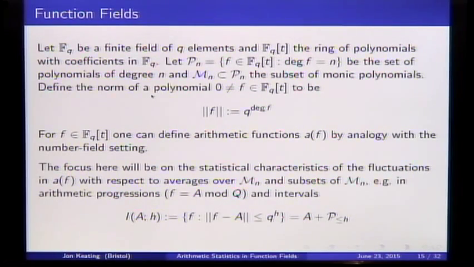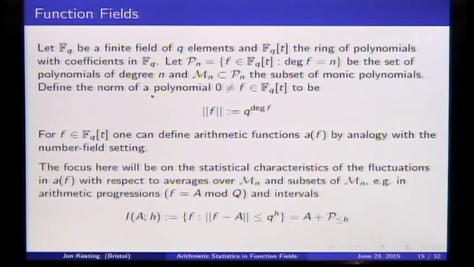Then we'll look at averaging over arithmetic progressions, so where we take polynomials f that are congruent to some other polynomial a modulo some third polynomial q. That is where the polynomial f minus a is divisible by the polynomial q.